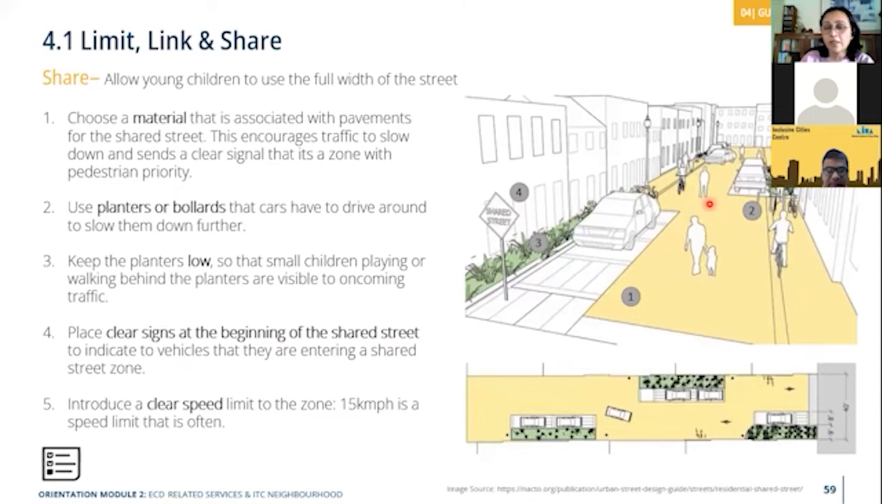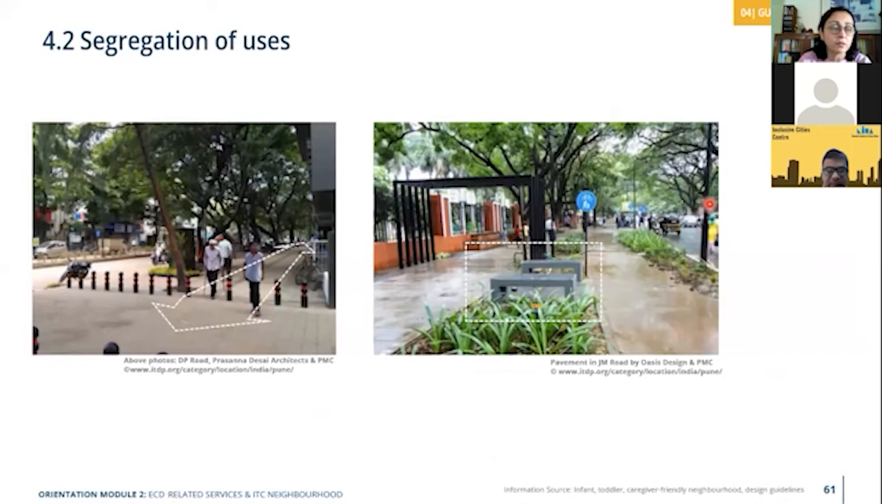So this is how varied types of shared streets can be created. The other aspect to consider is also, if you have a wide street, very wide kind of a road, the uses that are there can be segregated. So one can have a segregated space for walking, a segregated space for plantation or green infrastructure, and also seating and other things. So this is very useful if the street is very, very wide. But if it has to be a smaller street, then one can also have the approach of shared street.